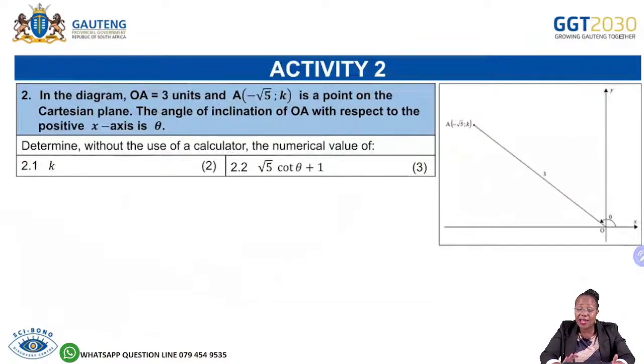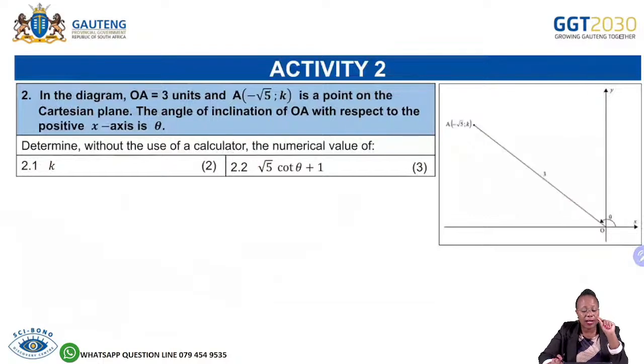Luckily, the diagram is already given to you. Remember, you need a ratio, you need a diagram. If the diagram is given, that means you can go to Pythagoras straight, because the diagram is given. No diagram, no Pythagoras, okay?